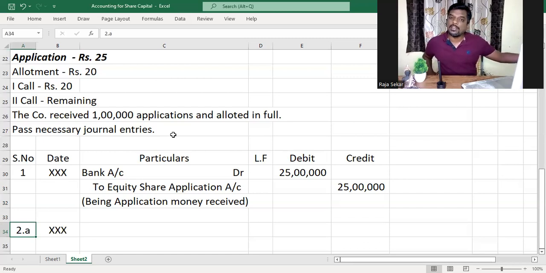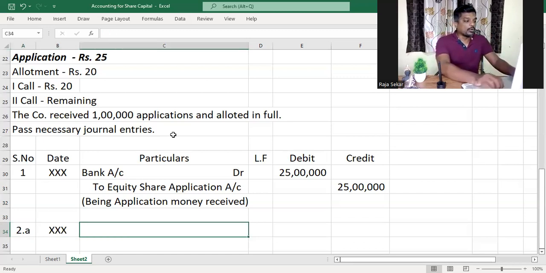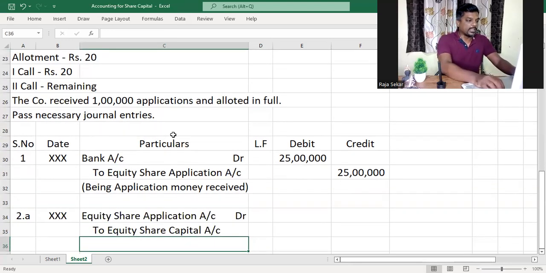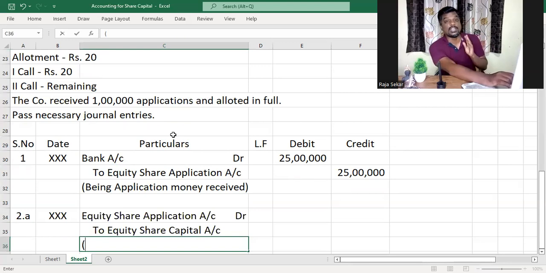Any money paid by the shareholders, who are the owners of the company, will become share capital. So the nature of liability here changes from equity share application to equity share capital. Therefore, equity share application, the liability, is reducing, so it will be debited, and equity share capital will be credited because it's equity and that is increasing. According to the modern approach, if equity increases, you got to credit it. So, being shares allotted.